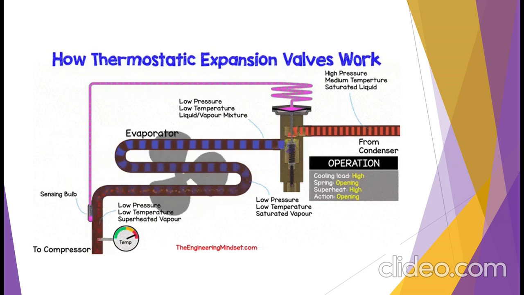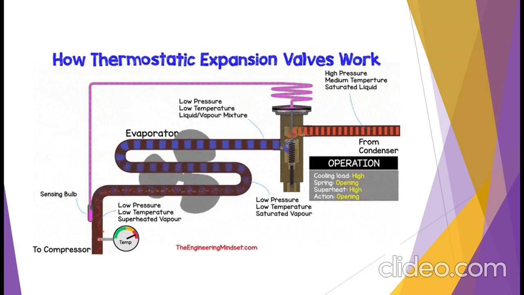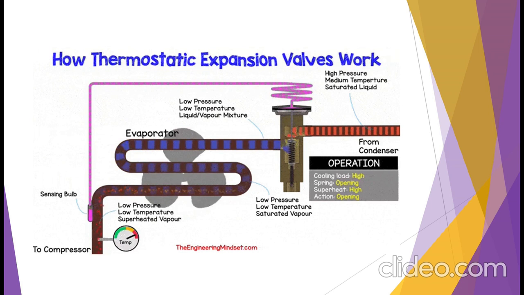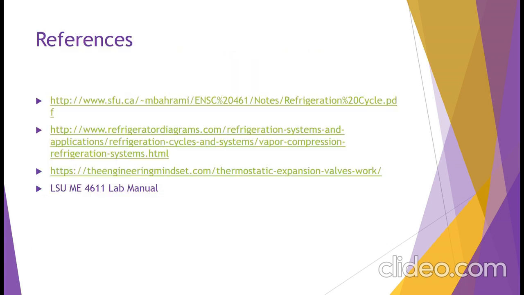And so as the temperature of the vapor increases, it expands, which causes that sensing bulb to move, and then works back around and causes that diaphragm to expand, allowing more working fluid to pass through, which provides greater cooling and lowers the temperature back down and repeats the whole cycle. So that's all.